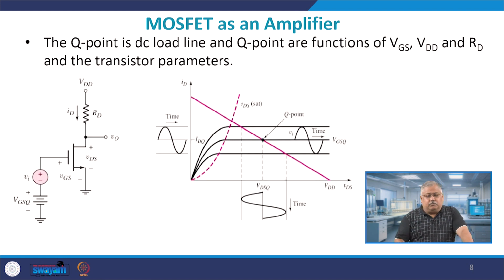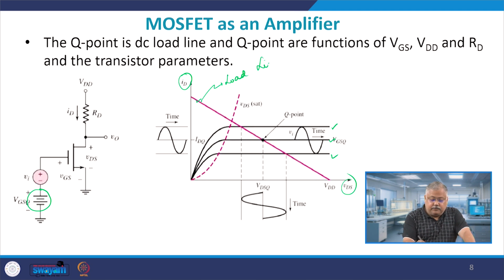Let me revisit the MOS device as an amplifier. As I was talking to you in the previous lecture, if you plot ID versus VDS for a MOS device, these are the values of ID versus VDS for various values of VGS. I am giving a VGSQ, which is a DC bias, so that it is somewhere in the middle of the saturation region. This pink colored line is my load line.